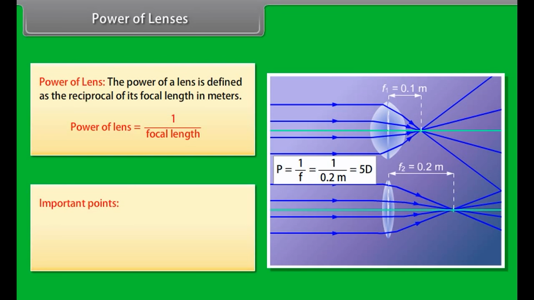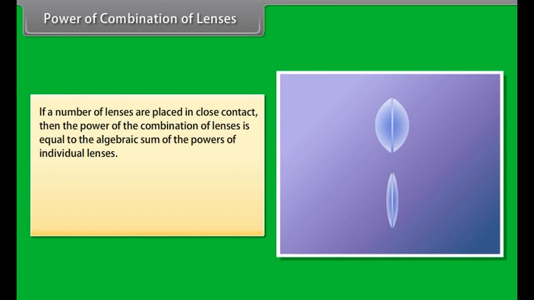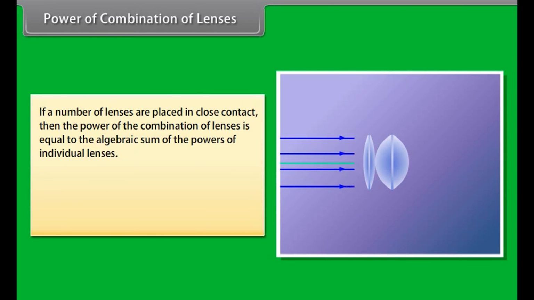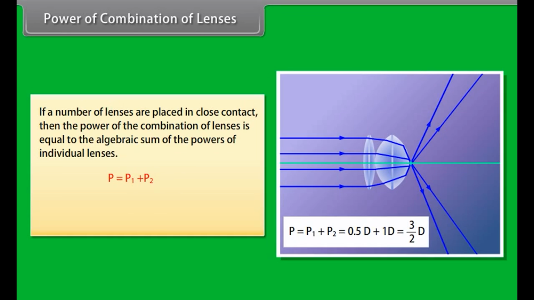Important points. The power of a convex lens is positive. The power of a concave lens is negative. Power of combination of lenses. If a number of lenses are placed in close contact, then the power of the combination of lenses is equal to the algebraic sum of the powers of individual lenses. P is equal to P1 plus P2. The SI unit of power of a lens is diopter. It is denoted by the letter D.